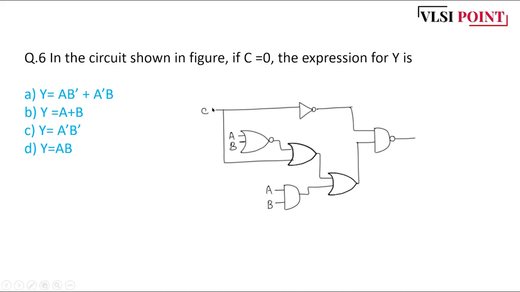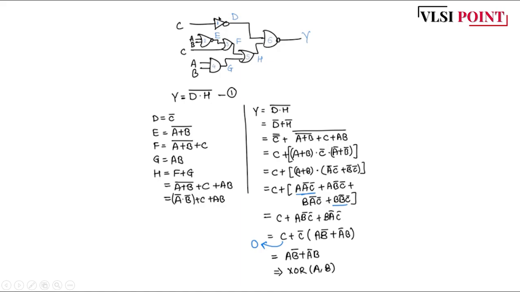Okay, C is 0. I have numbered the gates 1, 2, 3, 4, 5, 6. We have a total of 6 gates. Let's solve from the reverse approach. We have output Y. Y is nothing but D and H whole bar, numbered as equation number 1. Now D is nothing but C bar. E is nothing but A plus B whole bar. Similarly F is E plus C, that is A plus B whole bar plus C. G is AB. And H is F plus G.